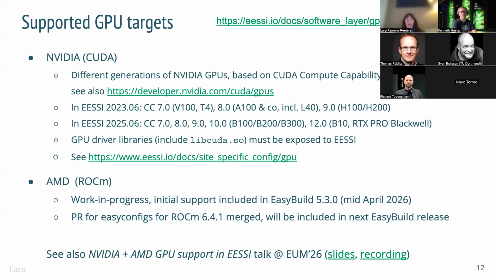Then we're also supporting GPU targets for NVIDIA and CUDA. We're supporting different generations of GPUs based on the CUDA compute capability. For 2023.06, we're supporting CC 7.0, 7.5, 8.0, 8.6, and 9.0. And for 2025.06, we're also supporting Blackwell 10.0 and 12.0 on top of it.